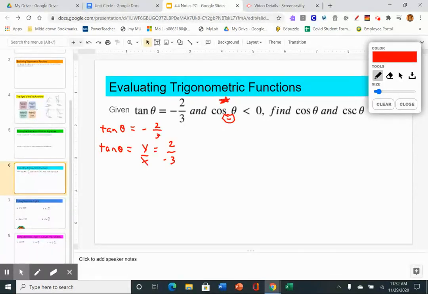So that tells me that if we were to draw this, we would be in quadrant 2 because the x is negative 3, the y is 2, so you're at negative 3, 2.